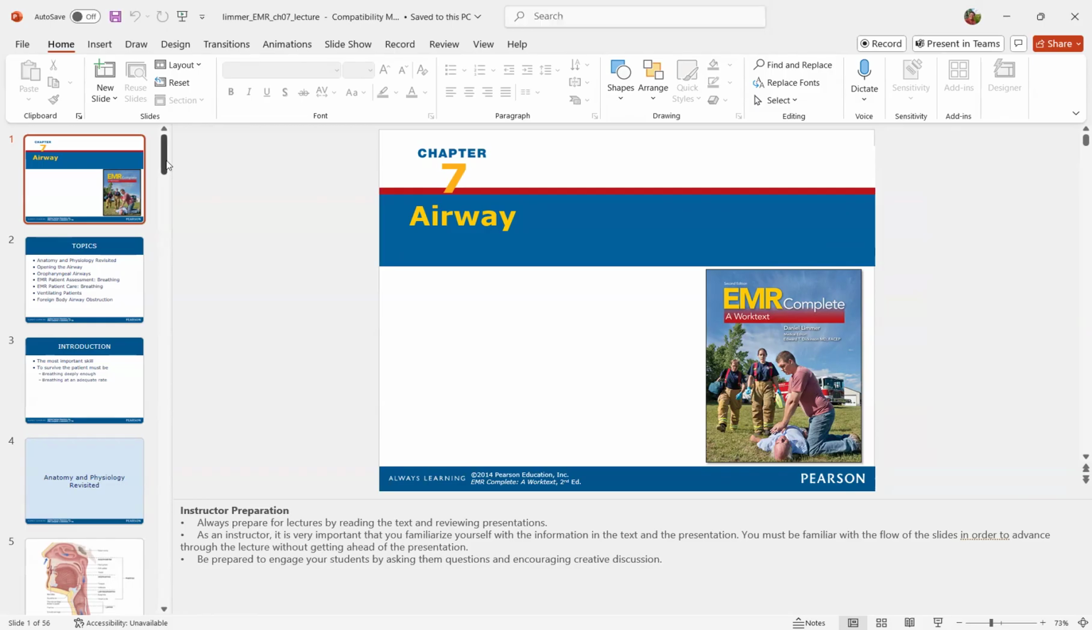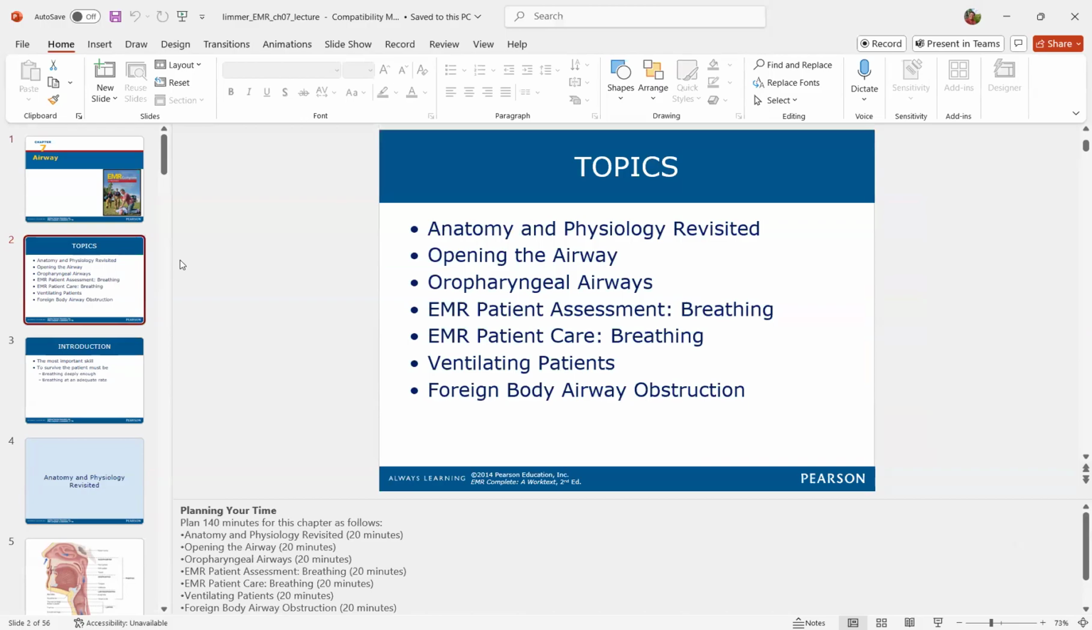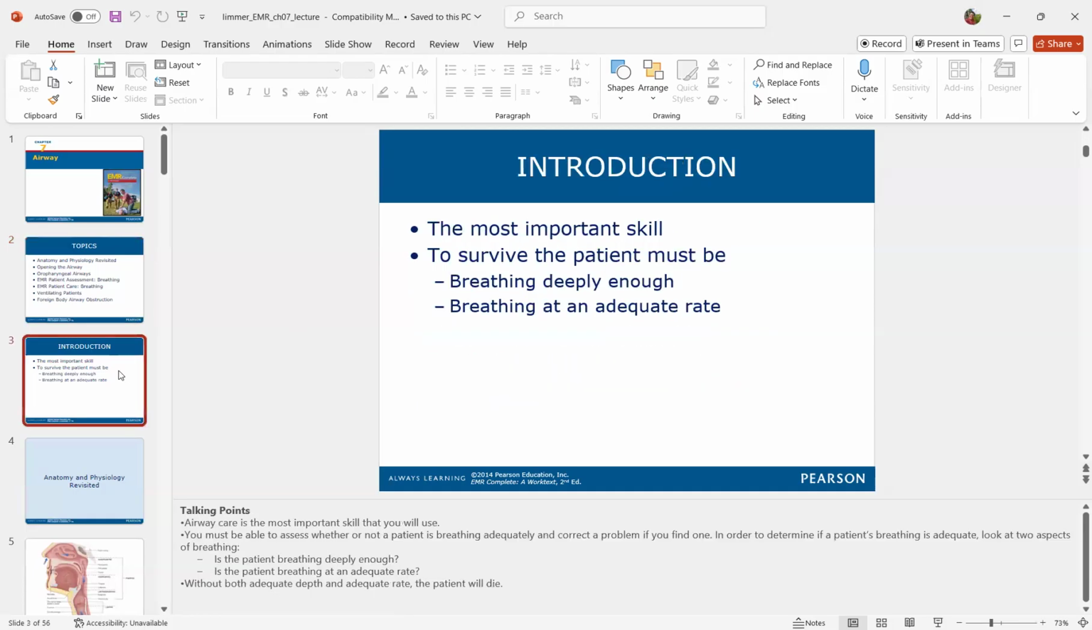Chapter 7 is airway. As we go through airway, we're going to talk about the anatomy and physiology. We talked about it a little bit already. Opening the airways, we'll talk about the jaw thrust, head tilt, chin lift. Oropharyngeal airway, this is the oral airway. There's also a nasal airway that we put in people as well. Our patient assessment for breathing, our patient care for breathing, and then how we're ventilating patients, and foreign body airway obstructions, which is also part of that AHA BLS provider AHA CPR card that you guys have. So we'll talk about that a little bit again.